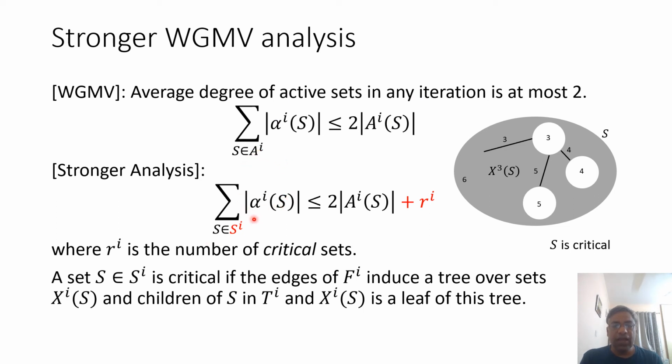We are saying that I can do the sum on the left not just for the leaves of the tree, the active sets in iteration i, but for all sets in S_i. Remember, S_i is the set of all those sets which have label i or more. And so this is this whole tree up there, not just the leaves. So we are looking at that.